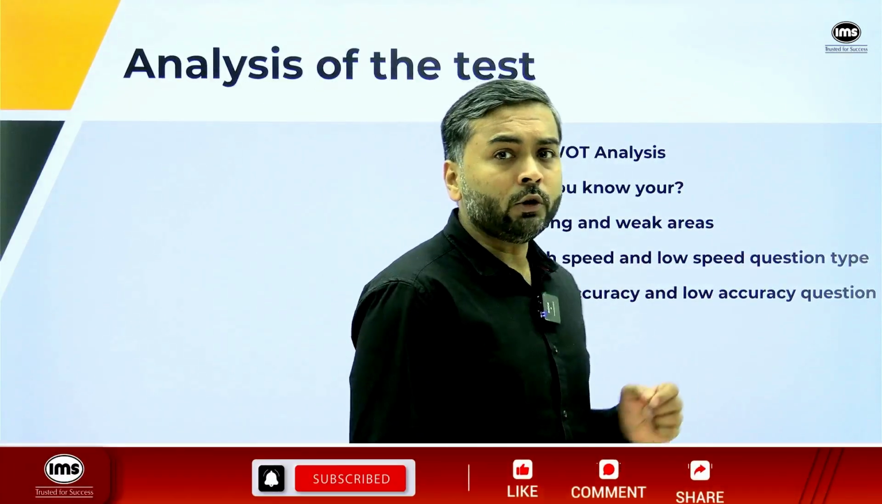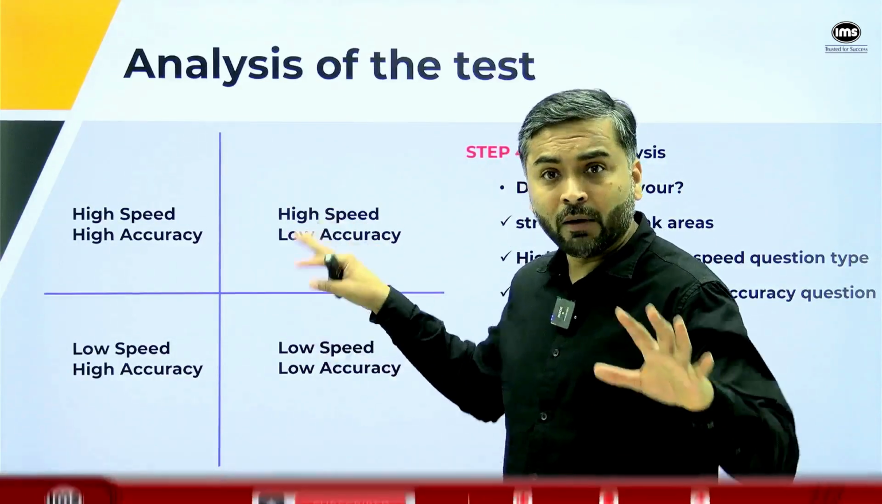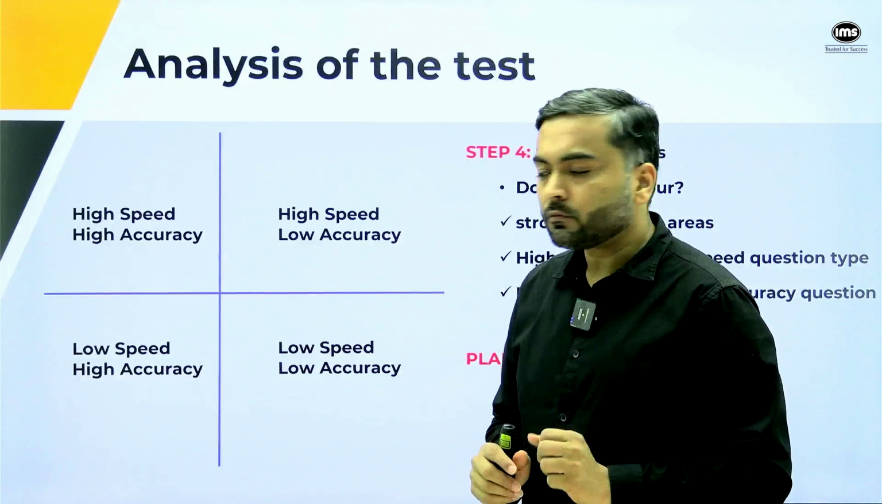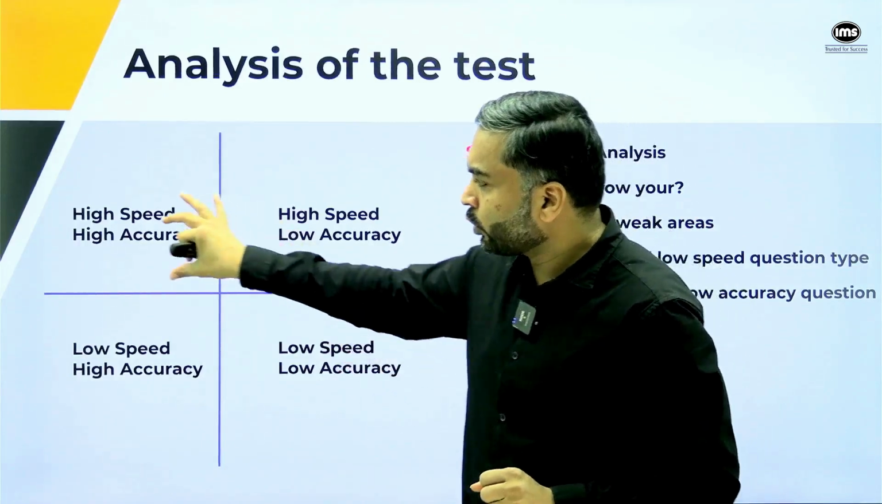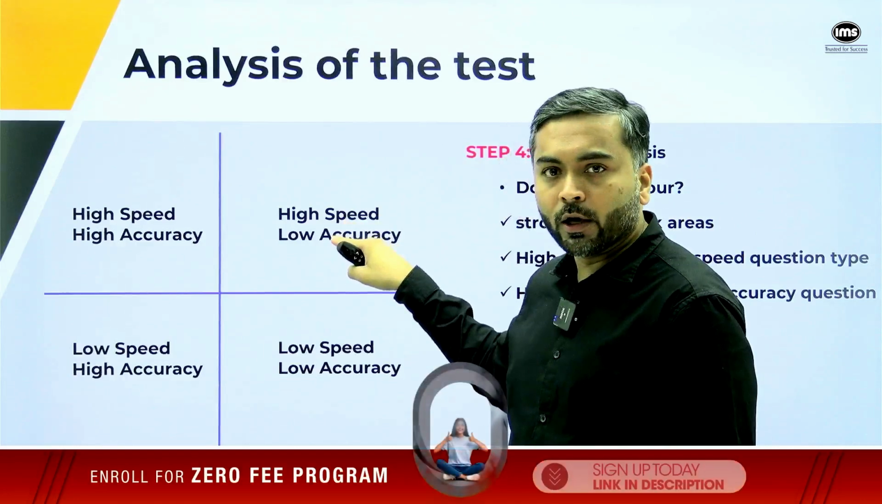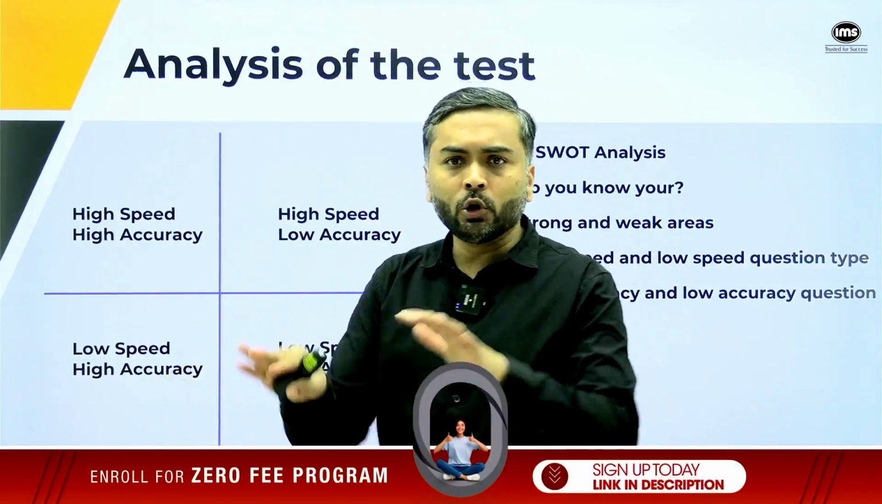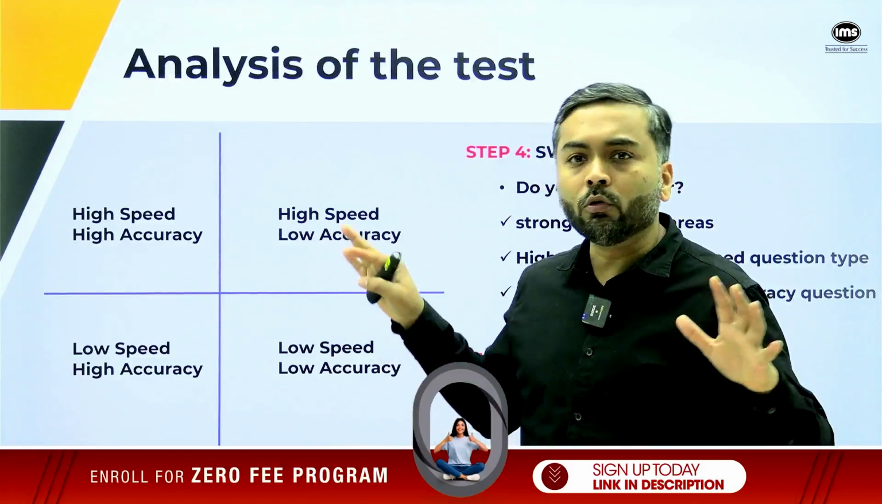Now, once you have done the SWOT analysis, you should ideally make a chart kind of a thing, where you will write down the topics: high speed high accuracy, high speed low accuracy, low speed low accuracy, and low speed high accuracy. You will bifurcate all the topics into these 4 categories.